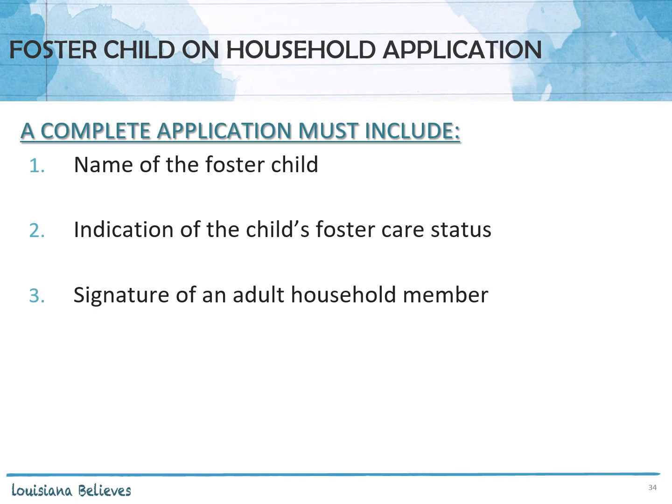A complete foster child application must include, number 1, the name of the foster child, number 2, an indication of the child's foster care status, and number 3, the signature of an adult household member.